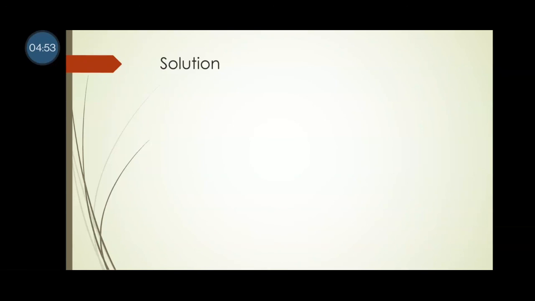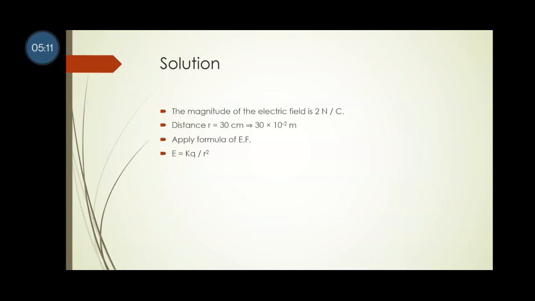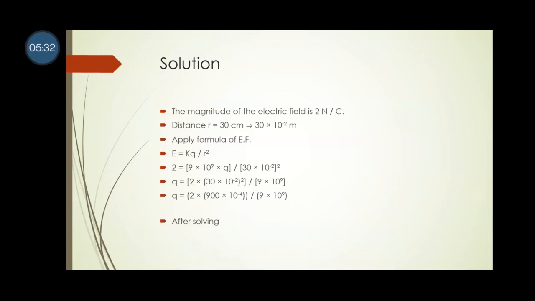How is it possible? Let us go with the solution. We have the magnitude of the electric field, that is 2 nano per coulomb. The distance is 30 centimeter, that is 30 into 10 to the power minus 2. Apply the formula, E is equal to kq divided by r square. You will substitute the values. E is equal to 2, k value is 9 into 10 to the power 9 into q, and r value is 30 into 10 to the power minus 2 meter, the whole square. You equate for q, you will get the answer as 2 into 10 to the power minus 11 coulomb.